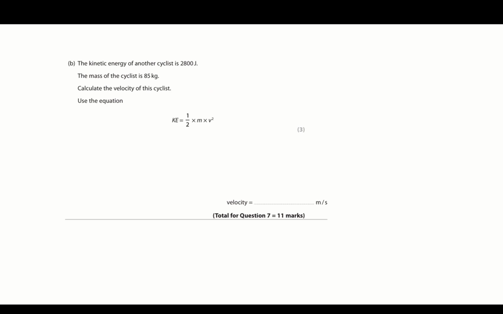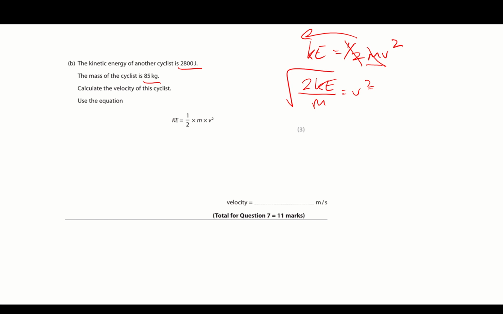And the last part is the kinetic energy of a cyclist is 2,800. The mass of the cyclist is 85. Calculate the velocity. So we know KE equals half mv squared. Now we've got to rearrange for v. So multiply both sides by 2. That's gone. Divide both sides by m. That's gone. And we know v squared equals that, but we want v. So v is the square root of 2KE over m. And then we can plug our values in.